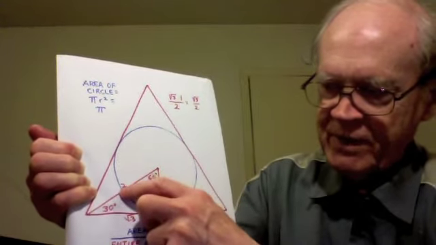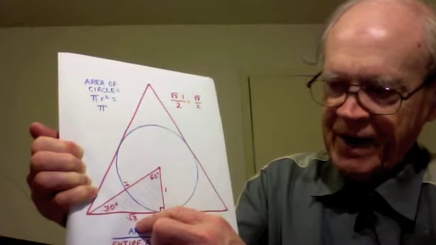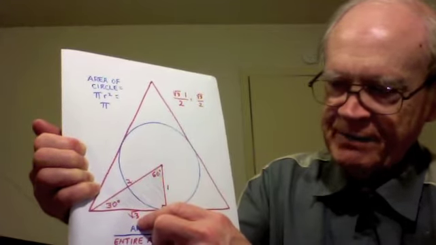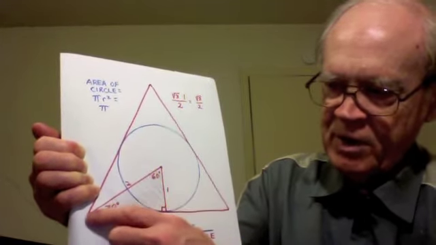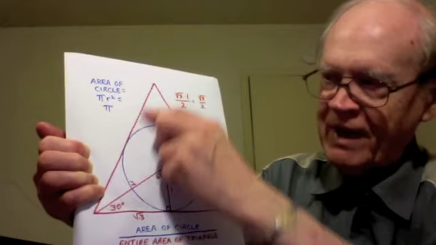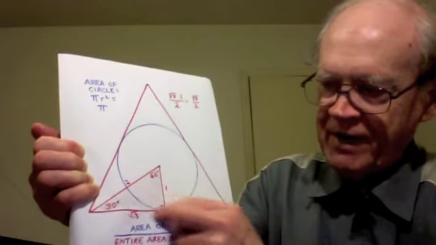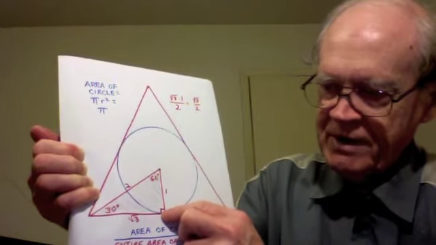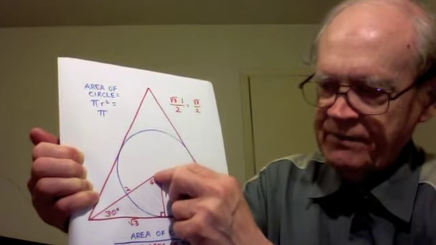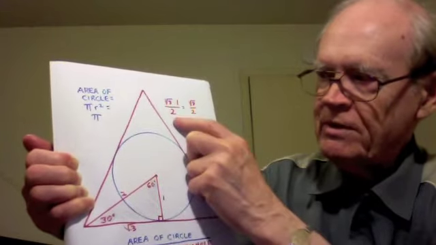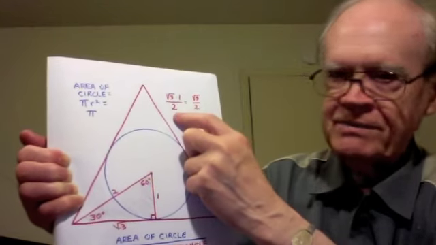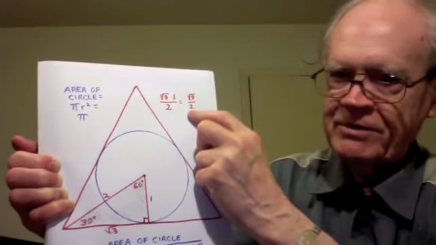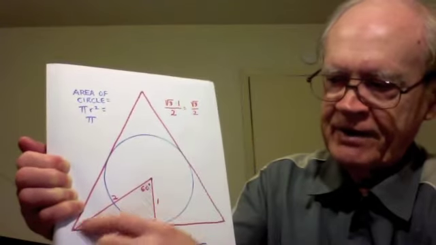Now the area of a triangle is the base times the height divided by 2. So to help me find the area of the entire triangle, I'm finding the area of this one, which is base, root 3, times height, 1, divided by 2, which is root 3 divided by 2. That's the area of this triangle.